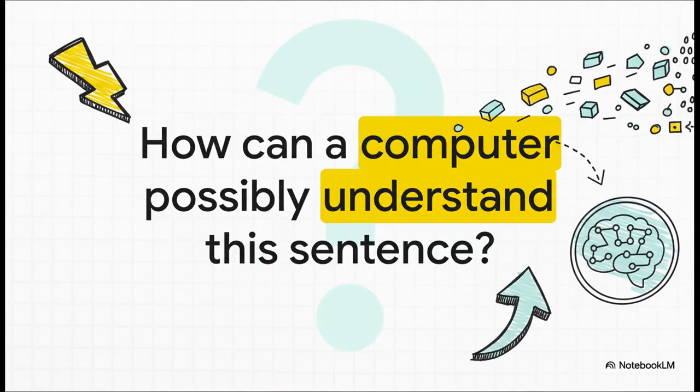So take a look at this sentence. For us, it's pretty straightforward, right? We know what it means. But for a computer, this is basically gibberish. It's just a collection of pixels on a screen. So how in the world do we get a machine to grasp the meaning behind these words? That's the exact puzzle we're going to solve together today.